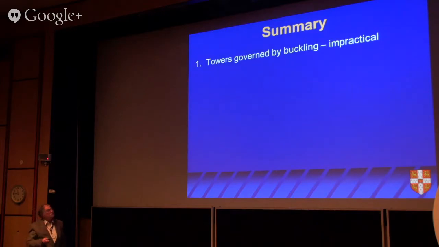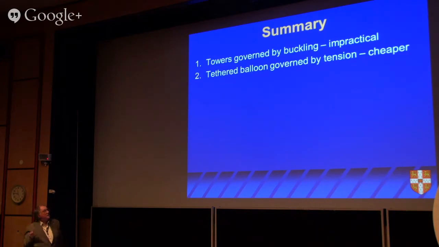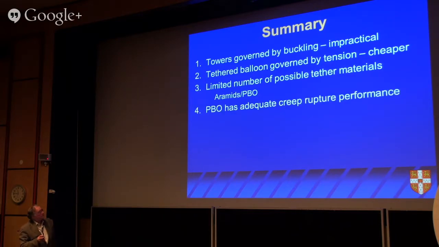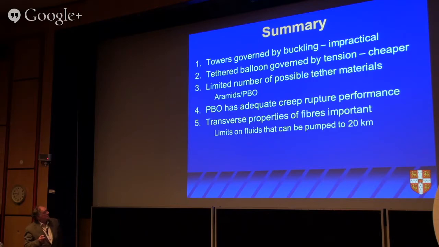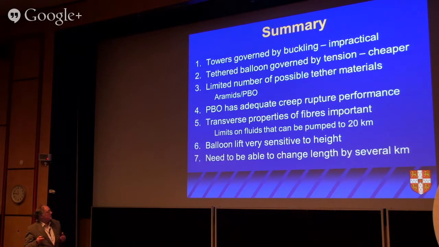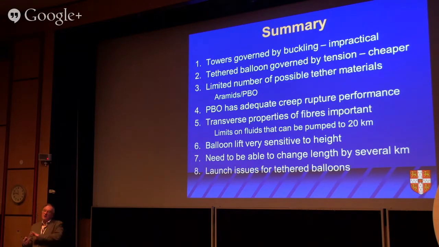So in summary, we've got some important results out of this. The towers are governed by buckling and they're impractical. The tethers are governed by tension and they're much cheaper. There's a limited number of materials which are possible, and the aramids and PBO are basically the only ones we've come across. PBO is adequate. The transverse properties of the fibers are important. The balloon lift is very sensitive to height, and we need to be able to change the length by several kilometers. And finally, there are launch issues. Thank you very much indeed.